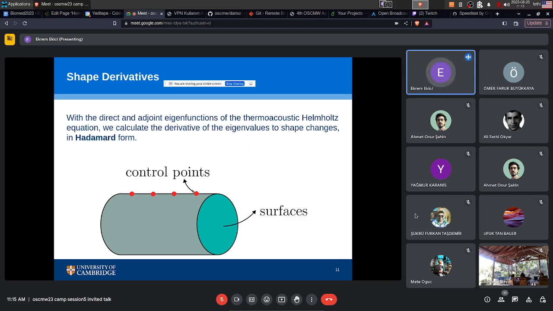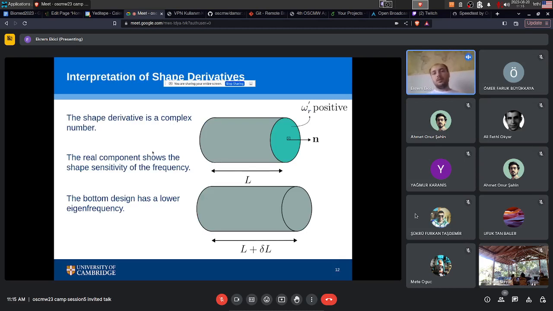So if I'm going to give an example, the shape derivative is a complex number because I'm dealing with eigenmodes of the acoustics. So my problem is a complex eigenvalue problem. And I calculate the shape derivative of the boundary, and it has a real and imaginary component. For example, if the real part of the gradient is positive, that means if I move that boundary in the normal direction, it's going to increase my eigenfrequency. And as we can see, if I increase the length of the pipe, it's going to increase the frequency.